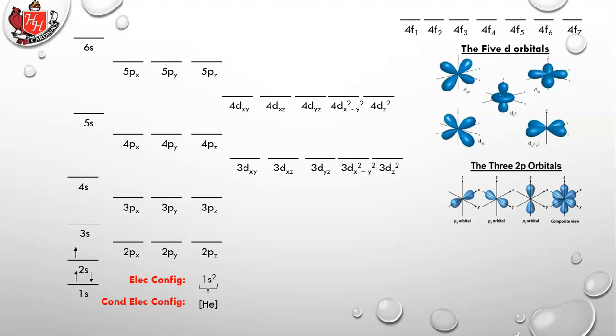That would be beryllium. There it is. And now it's 1s2, 2s2. That's the electron configuration for beryllium. Now we're ready to go up to the p.